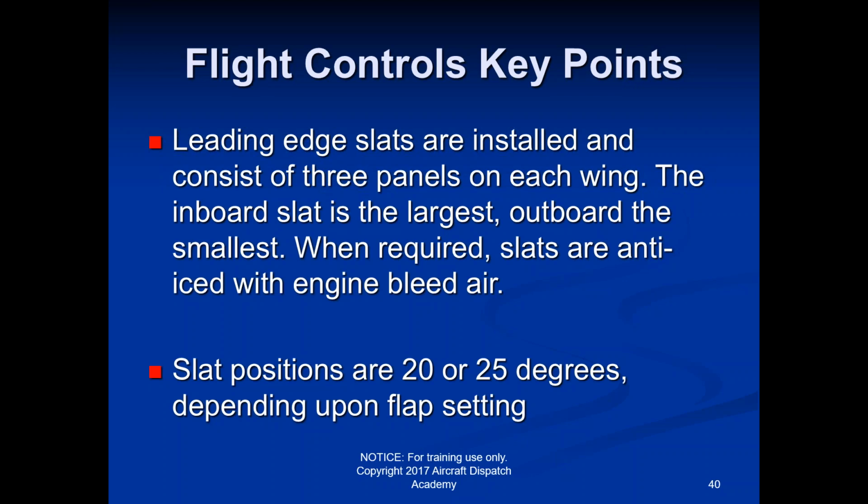So ultimately, if your slats and your flaps are down, your wing looks more like an arch from front to back than just the straight wing. I'd bring up the picture, but it'd probably take too long to go find a wing again. But anyway, the slat positions are 20 or 25 degrees depending on the flap setting.